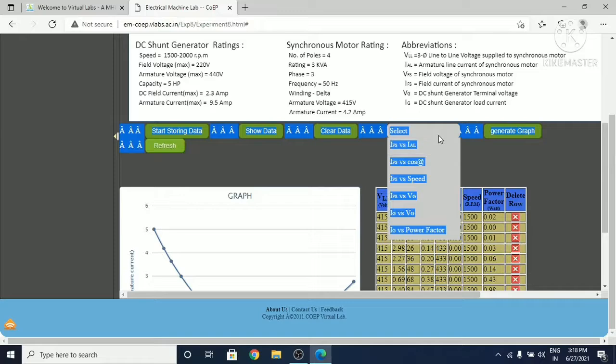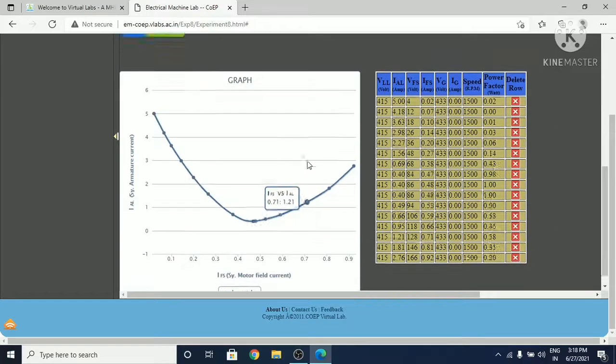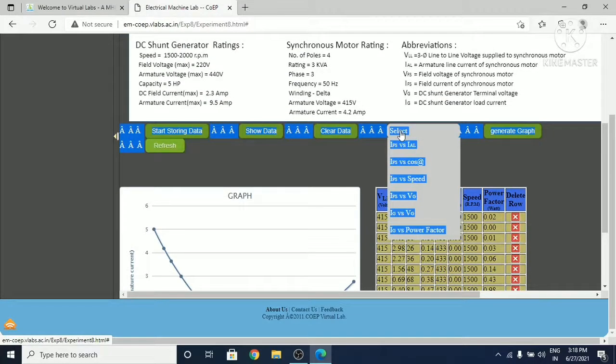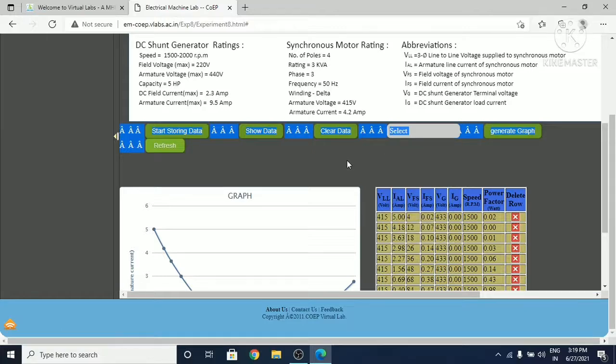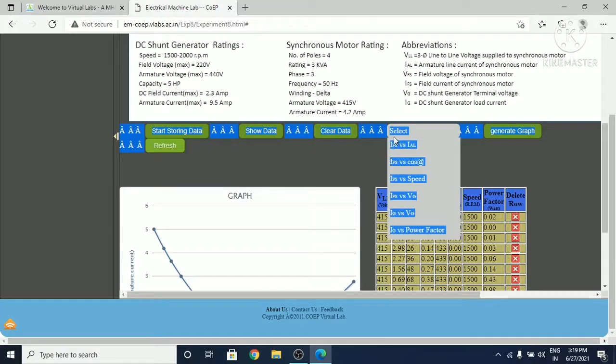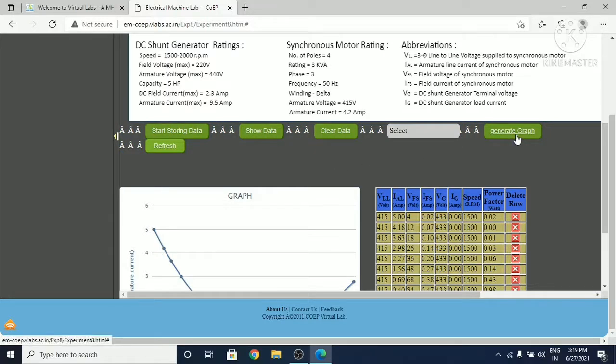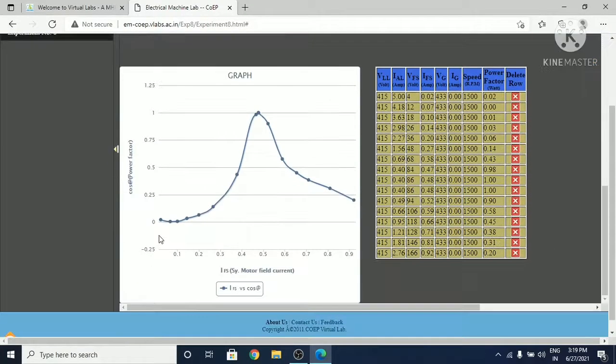This is known as the V curve, and now I am generating the inverted V curve, which shows the relationship between field current versus power factor. I am just plotting those two curves, generating the curve. Yeah, here you can see that this is the inverted V curve.